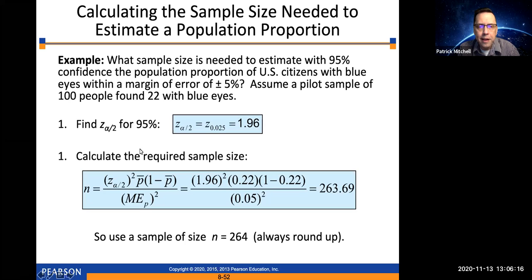And then calculate the required sample size using the formula that we just talked about, Z sub alpha over 2 squared times p bar times 1 minus p bar divided by the margin of error squared. That gives you 1.96 squared times 0.22 times 1 minus 0.22 divided by 0.05 squared. Notice that the margin of error for a proportion has to be written as a decimal. So you crunch those numbers and you get 263.69. That is the minimum sample size required. So again, if you need at least 263.69 people, then you really need at least 264 people. Always, always, always round those values up.